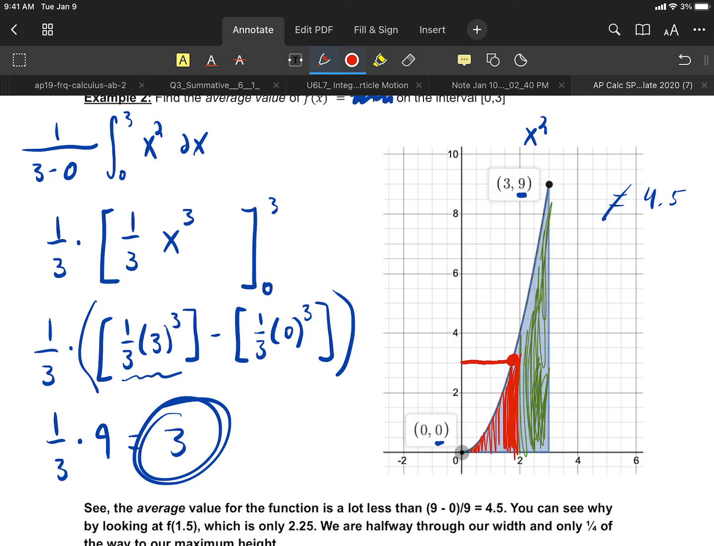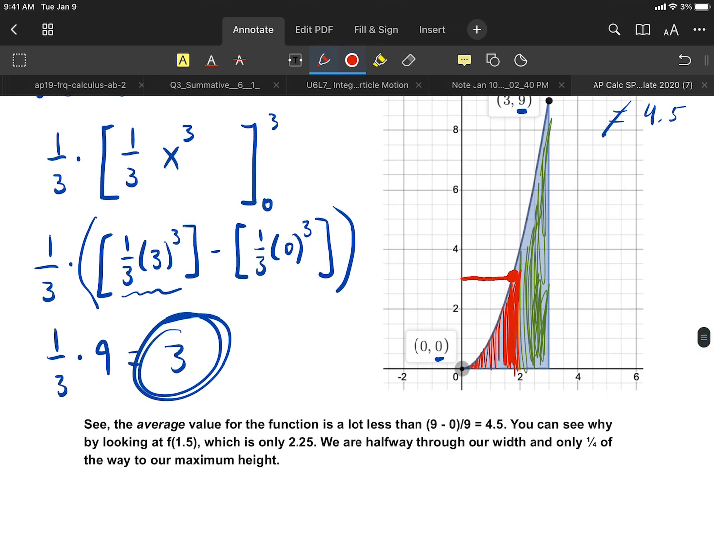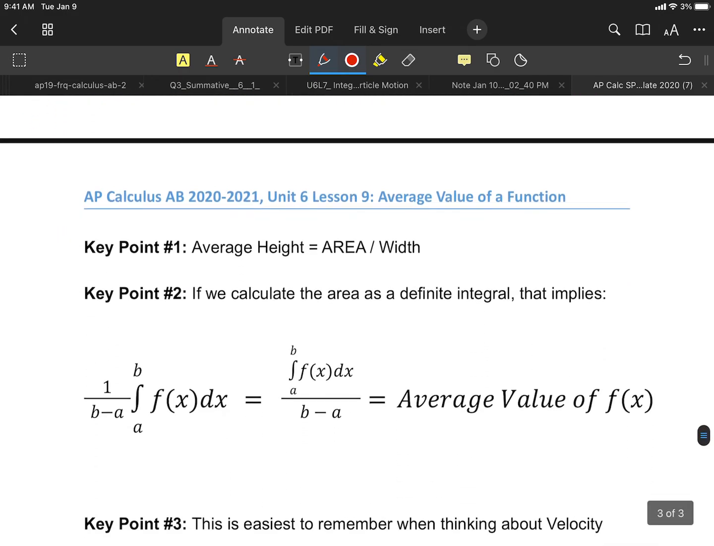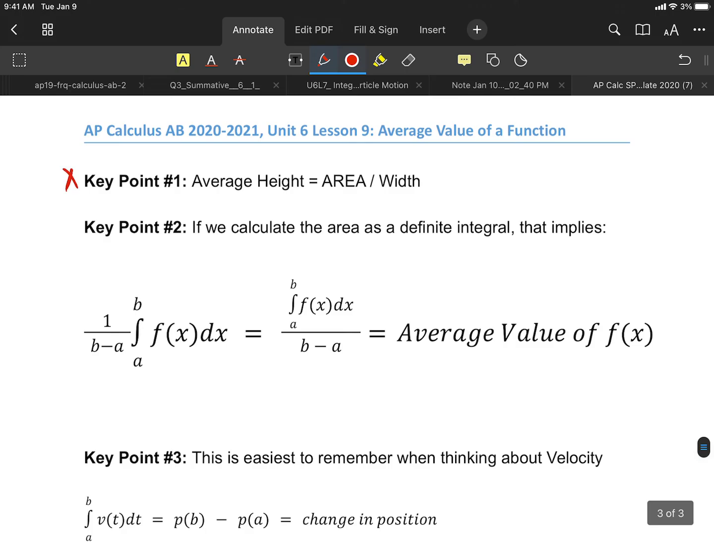And so the key points to remember here are that it all comes down to this: the average height of the function is the area divided by the width. And if we literally just remember that, average height is area divided by width, well, area, we know, is the definite integral, the area under the curve. Width is b minus a. That tells you the average value of f of x.